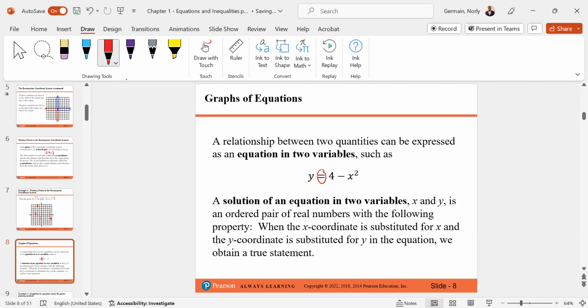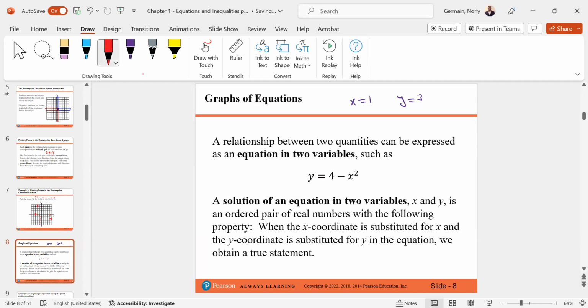A solution of an equation in two variables, x and y, is an ordered pair of real numbers with the following property: when the x coordinate is substituted for x and the y coordinate is substituted for y in the equation, we obtain a true statement. For example, let's verify if x is 1 and y is 3 satisfies y equals 4 minus x squared.